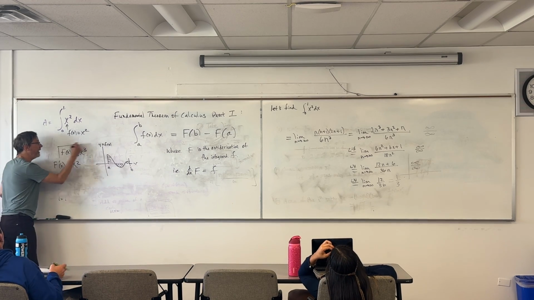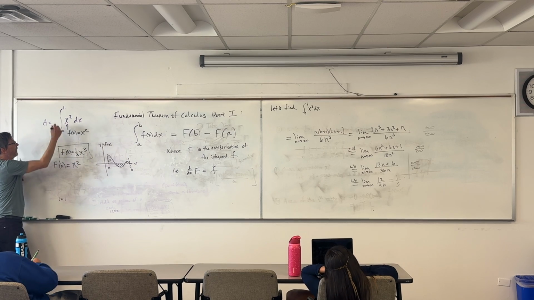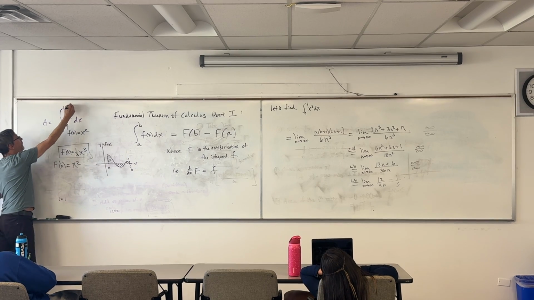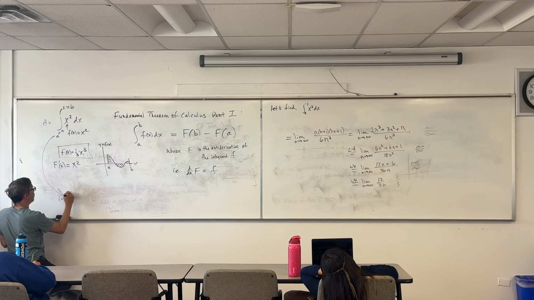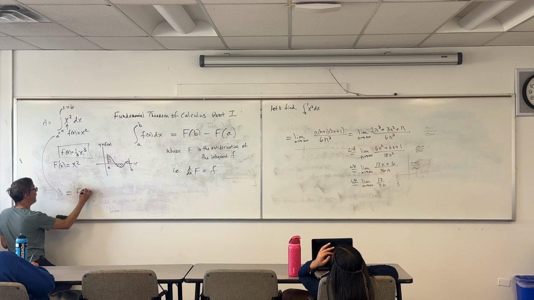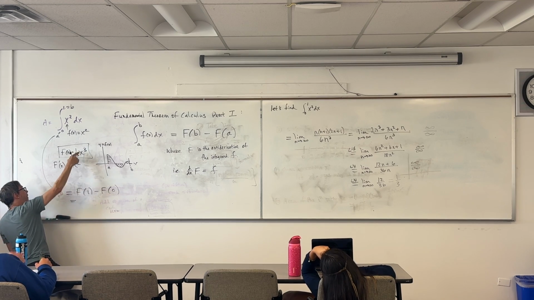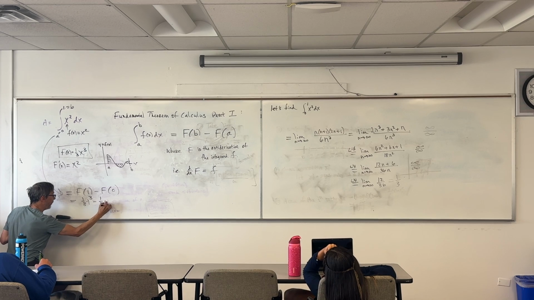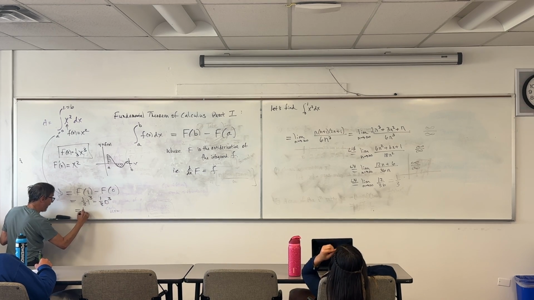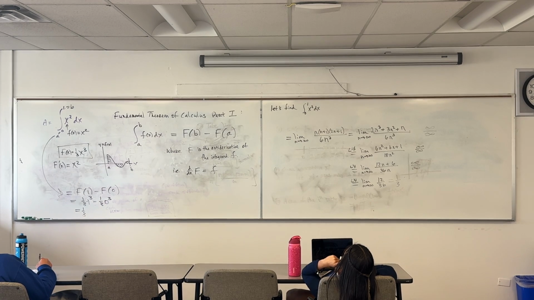So this is my antiderivative. That's the big F of x. And this is A, and this is B. So this definite integral turns into big F at 1 minus big F at 0. In other words, 1/3 times 1 cubed minus 1/3 times 0 cubed. And that, my friends, is just 1/3.